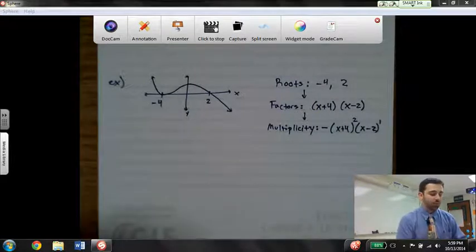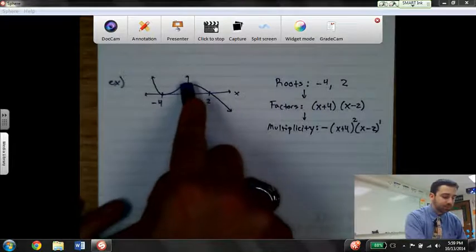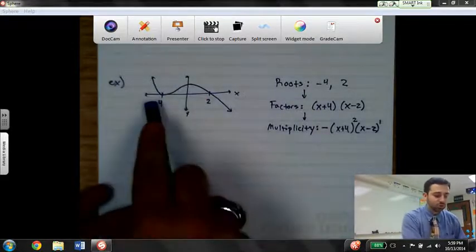At this point, we're just sketching and not worrying about these maximum values. We're just looking at where we're crossing the x-axis.